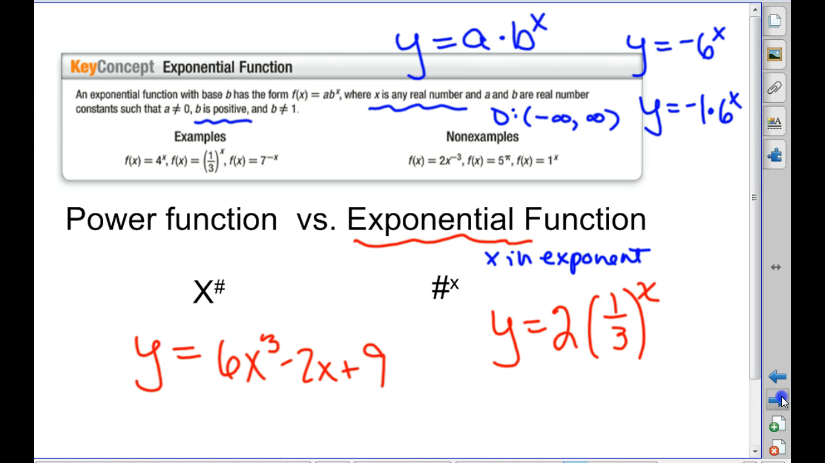All right, moving on. Because if we just had y equals 2 times 1 to the x, no matter what we put in for x, we're just going to get 1. And then 2 times 1 would just be 2, so we just get a horizontal line. So it's really not an exponential function then. Good question. Anybody else?